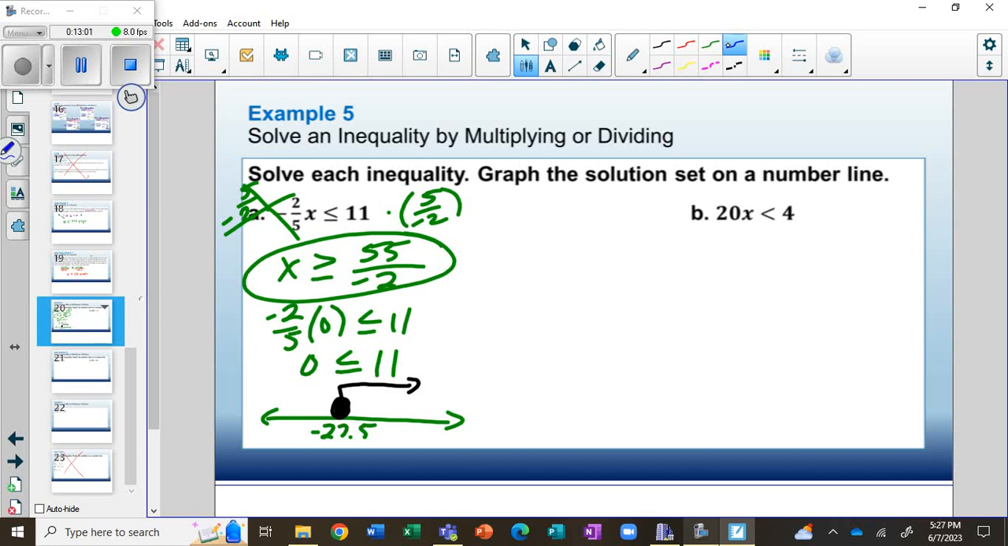Next example, 20x is less than 4. The opposite of multiplying by 20 is dividing by 20, and I have x is less than 1/5. I did not flip the symbol because I'm not dividing by a negative number. On a number line, I have 1/5 here. It's just plain less than, so it's an open circle. Less than means to the left.